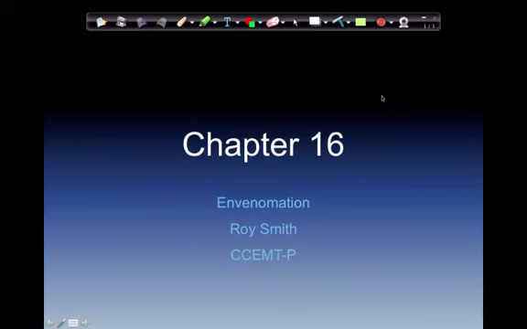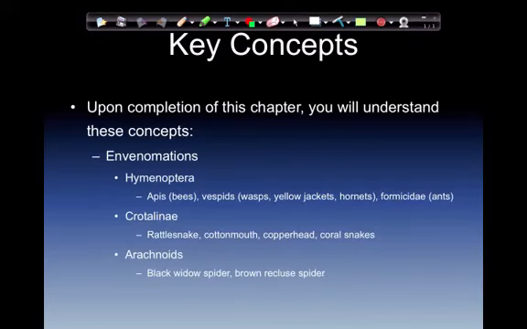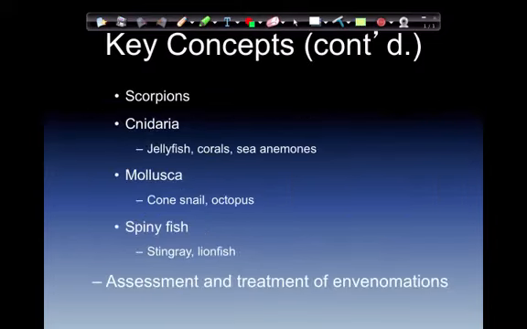This is going to be Chapter 16, Envenomation. Key concepts. Upon completion of this chapter, you'll understand envenomation from Hymenoptera stings, and snakes like rattlesnakes, cottonmouths, and copperheads. The Hymenoptera would be things like bees and ants, arachnoids, spiders, scorpions, Cnidaria, Mollusca, and spiny fish. Stingray and lionfish are the spiny fish. Mollusca would be cone snail and octopus, and Cnidaria would be jellyfish, corals, and sea anemones.